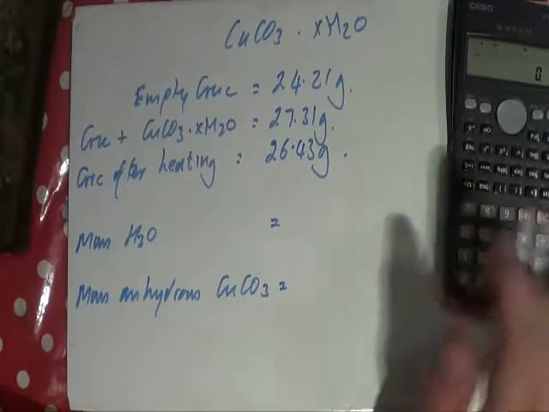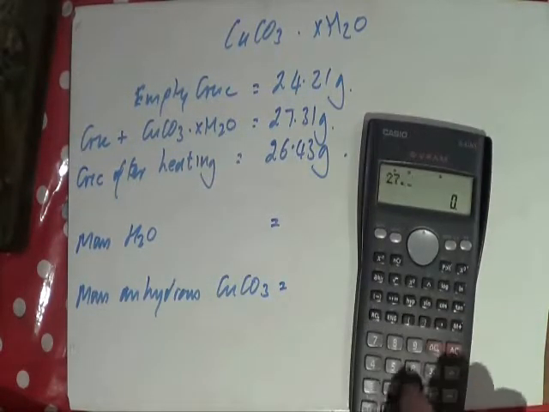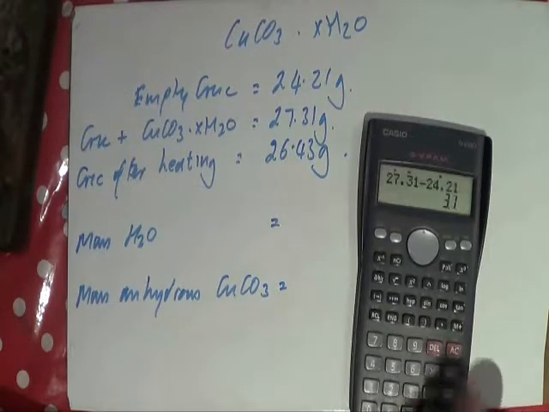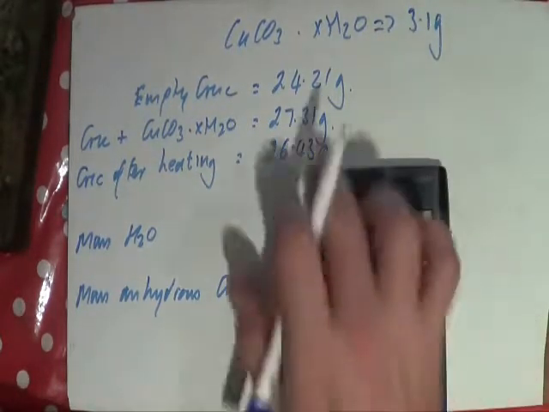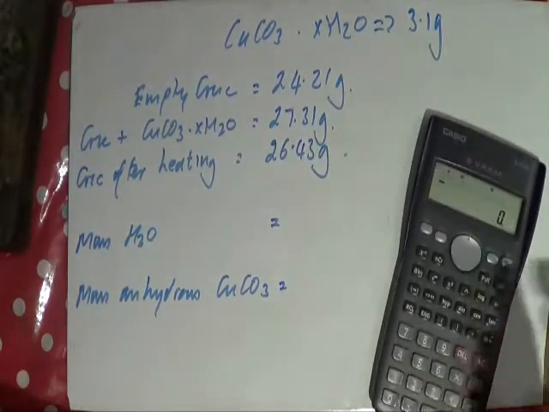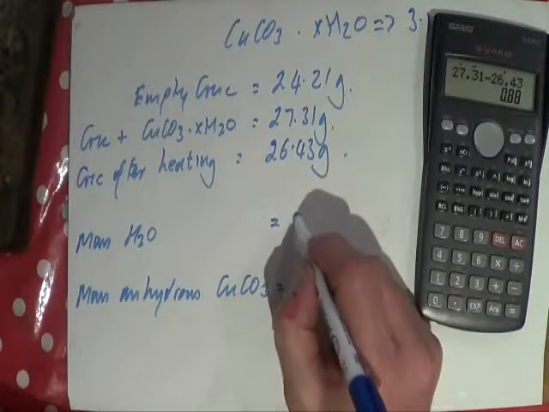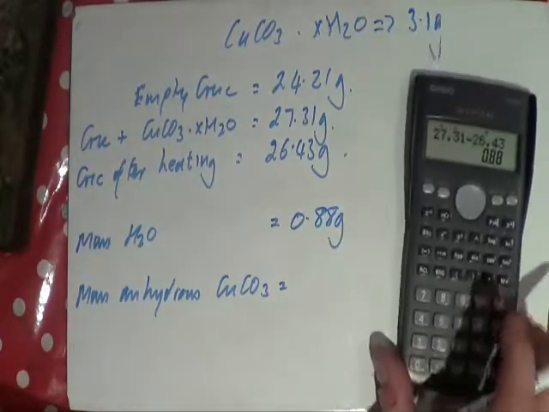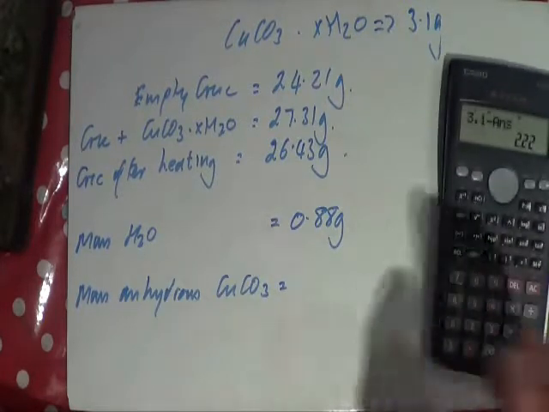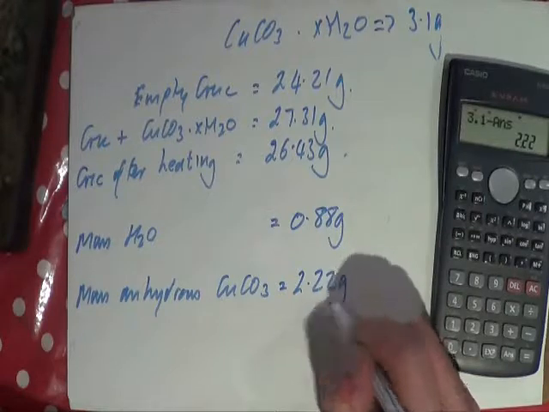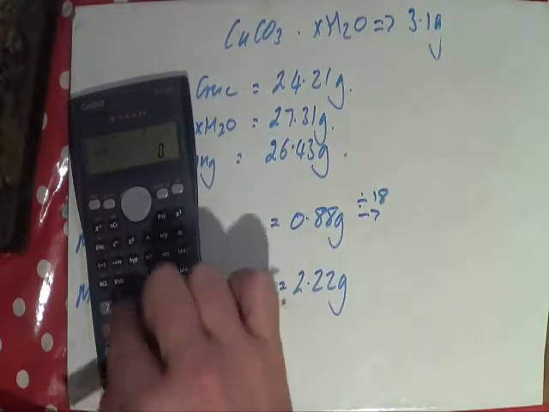Right, so my crucible was 24.21, this was 27.31, so my mass of my hydrated salt must have been 27.31 minus 24.21. So my hydrated salt was 3.1 grams. It dropped from there to there after I heated it, so 27.31 minus 26.43 was the water. That was 0.88 grams of water, and I started off with 3.1 of that. So 3.1 minus 0.88 means my anhydrous salt must be 2.22 grams. Okay, so we'll convert that into moles by dividing it by the RFM, and the RFM of water is 18.